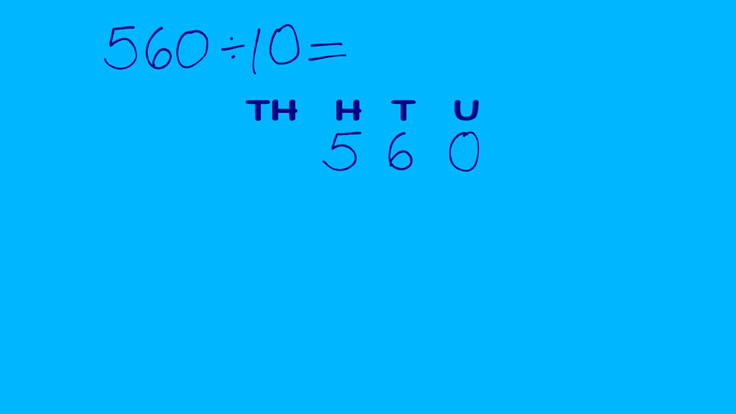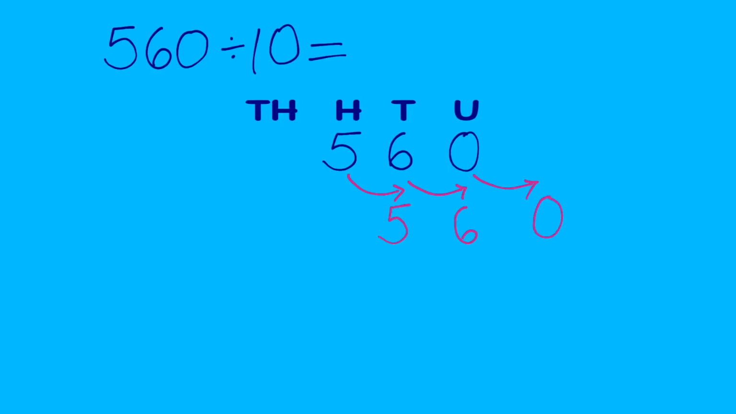Now, if you remember from the previous video, when we're multiplying a number by 10, we move the digits one place to the left. Now, we know that dividing is the opposite, it's the inverse of multiplication. So when we divide by 10, we do the opposite. We move the digits on our place value chart one place to the right. So I'm going to move the 5 one place to the right and write it in there. And I'm going to move the 6 one place to the right and write it in there. And I'm going to move my 0 one place to the right.